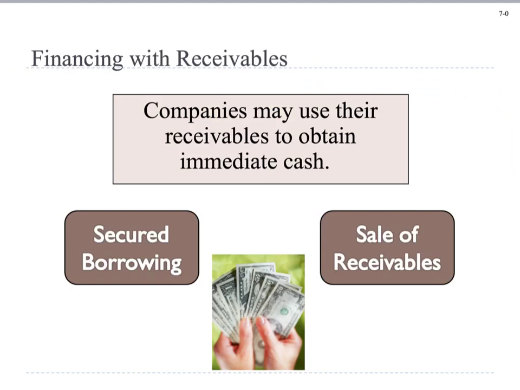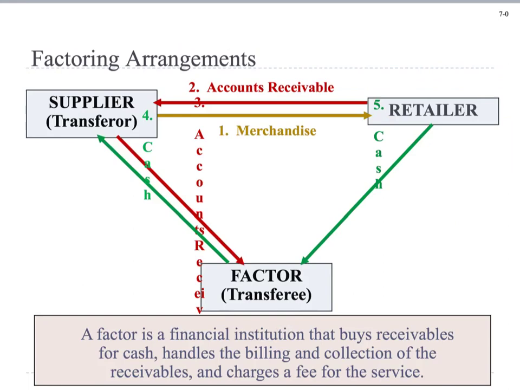Now, another concept that comes along with accounts receivable is financing with receivables. So companies may use the receivables to obtain immediate cash. We call this factoring. So we would let a company buy our receivables and they give us cash, we give them our receivables. And here's a really nice slide that shows that. All right, so this is the slide that I want you to know when it comes to factoring. Don't worry about those other slides that I have in here.